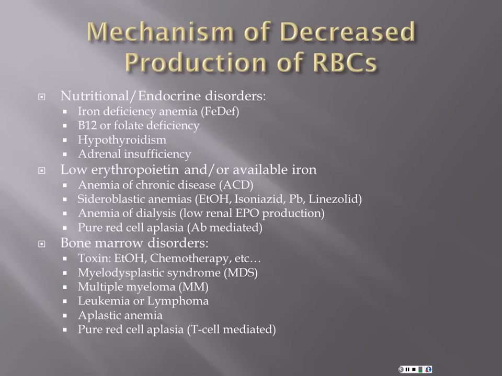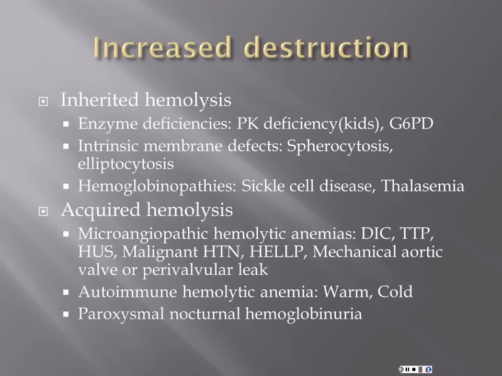And then pure red cell aplasia, which is just a red cell decrease, and it is in both categories because it's actually just a catch-all of causes. Some of the causes are antibody-mediated, and some of the causes are T-cell mediated. So T-cell mediated bone marrow toxicity is different. Then we can have increased destruction.